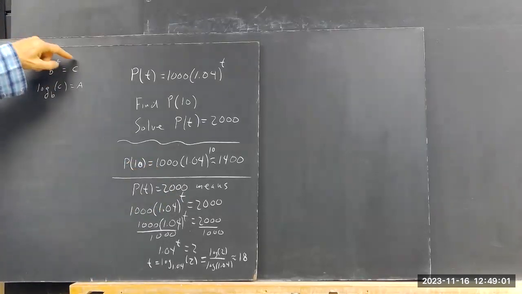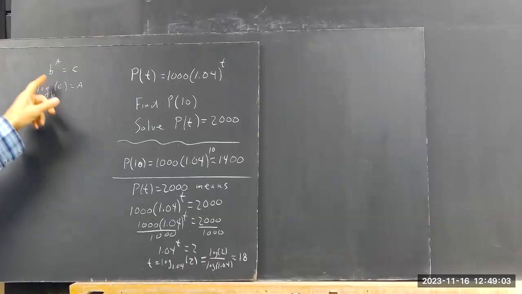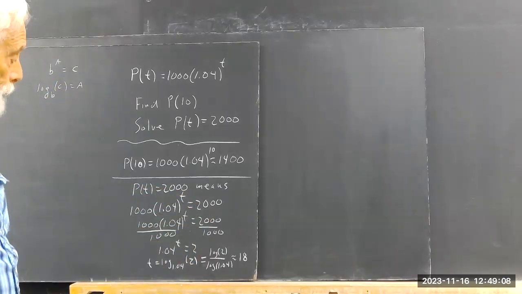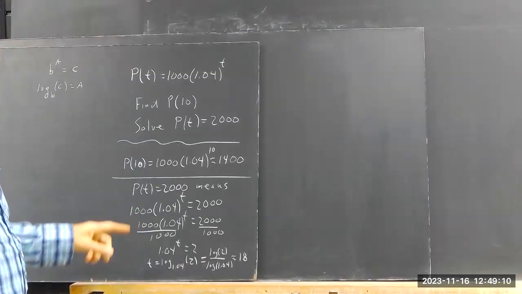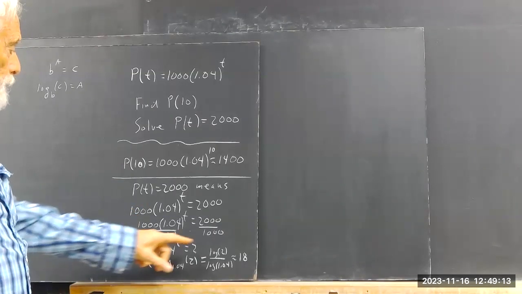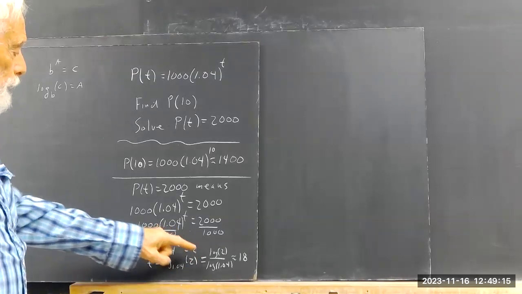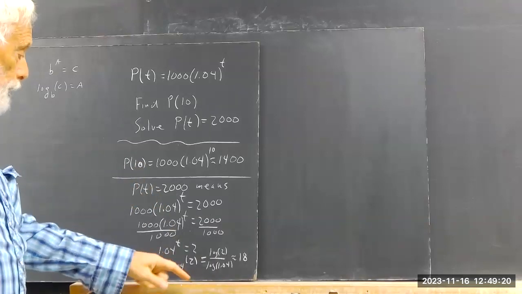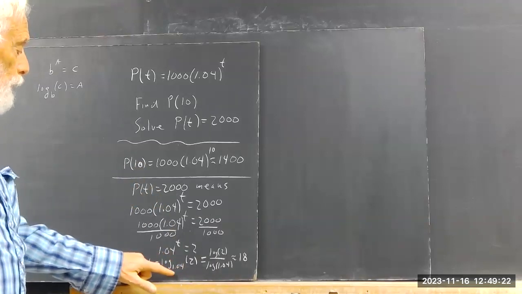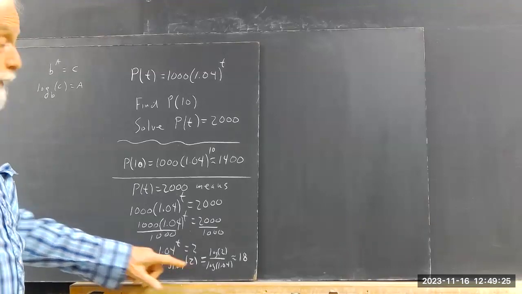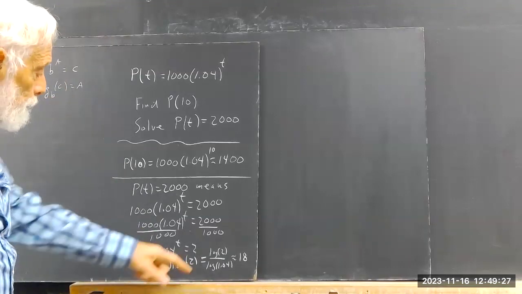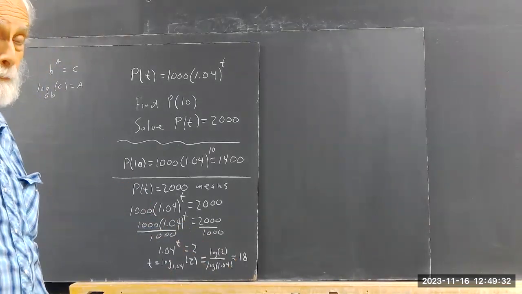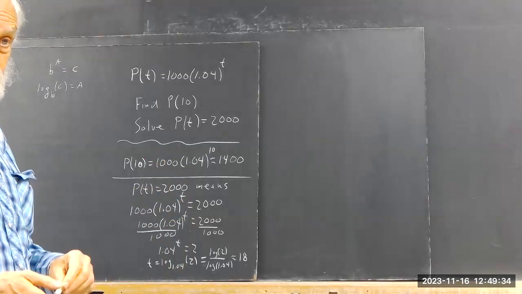So it's the first form, exponential form, but we don't have b to the a equals c. We have something times b to the a equals c. We've got to divide both sides by that something. So we divide both sides by 1000. Now we've got b to the a equals c. And we can write log base b of c equals a, which comes out t equals log base 1.04 of 2. Just straightforward translation. And that is log 2 over log of 1.04, and that's approximately 18. I think people got 17.63.